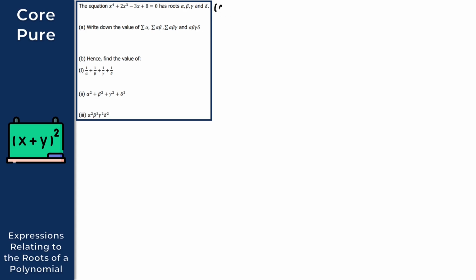So for part A, using the alternative notation, starting off we have sigma alpha. This is one of our standard results, and this is equal to minus b over a. What we need here is the coefficients of this equation. So a is equal to 1, b is equal to 2, c, let's be careful here, is 0. We have no x squared term. So c is 0, d is equal to minus 3, and finally e is equal to 8.